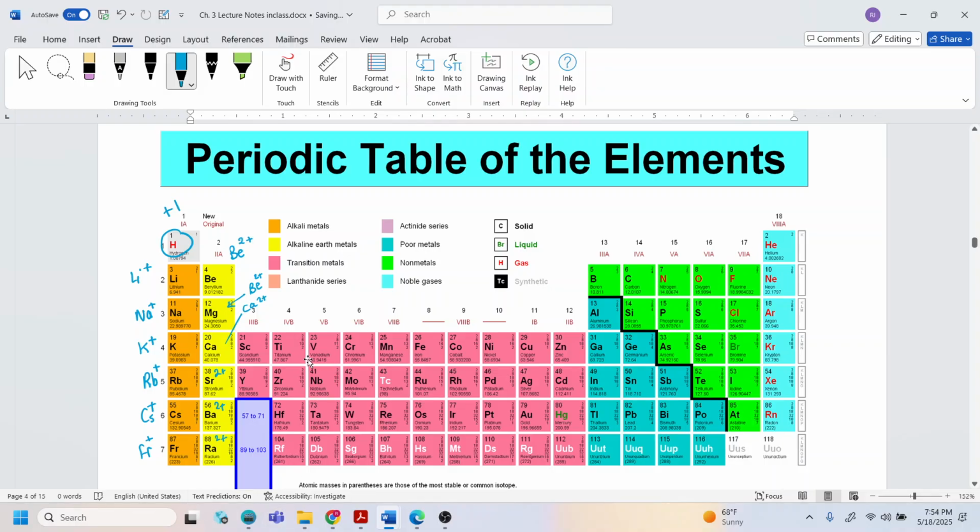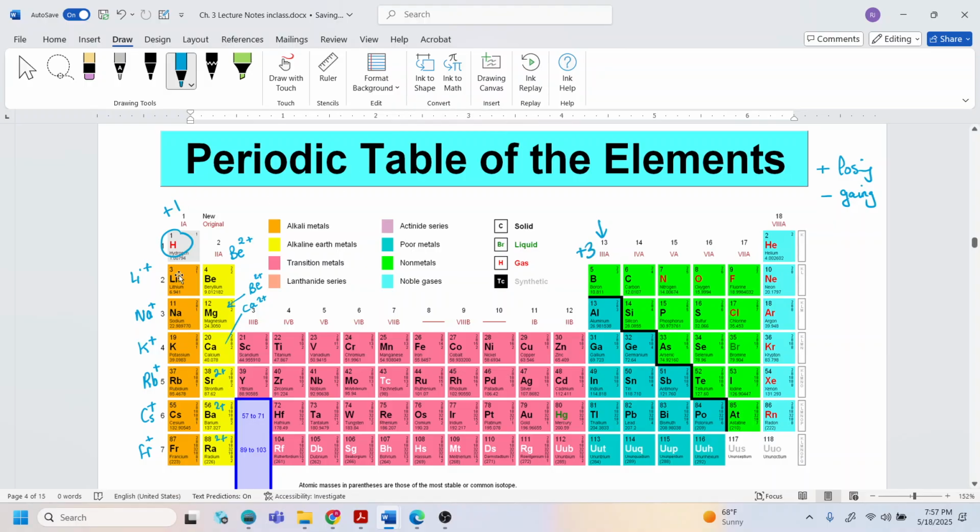Okay. We're going to skip the transition elements because the transition elements have the tendency to lose more than one electron. It depends. For example, iron can lose two electrons. They can lose three electrons. So we're going to skip the transition elements, but we're going to come back to them in a later chapter in energy. So group number three here, boron, aluminum, gallium, indium, all of those, they do lose three electrons.